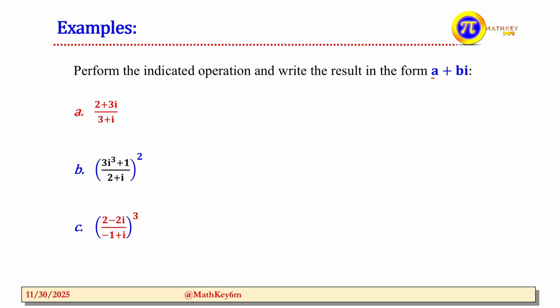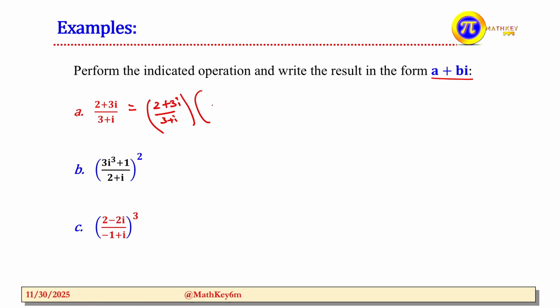The result of what? A plus bi form. So you'll try to express this in the form of what? A plus bi form. So we make the denominator real. This is (2 plus 3i) divided by (3 plus i). So multiply both numerator and denominator by what?